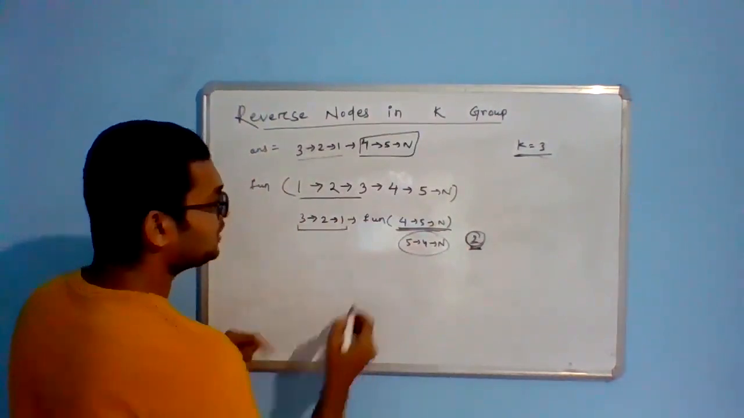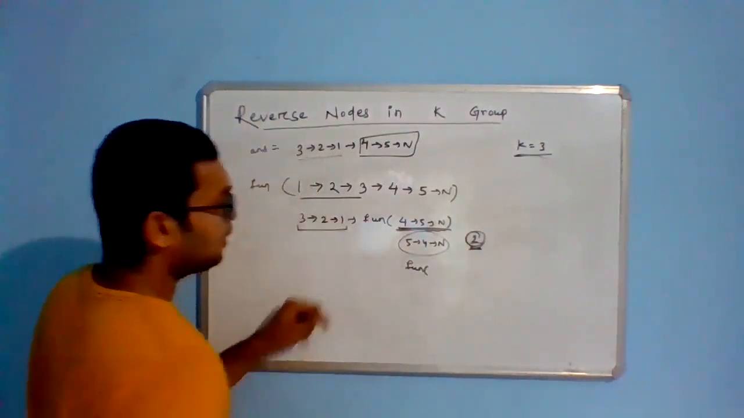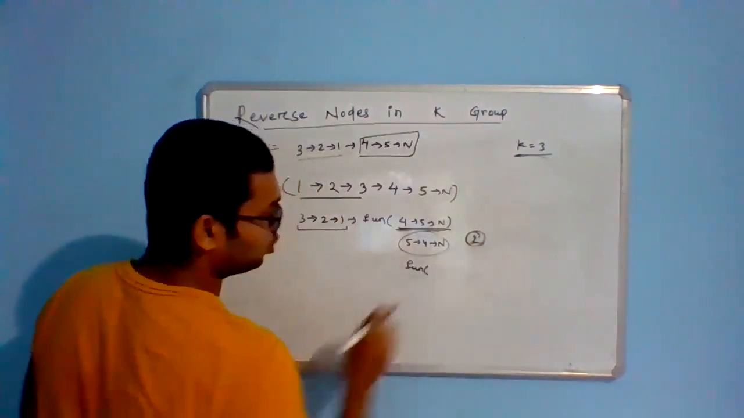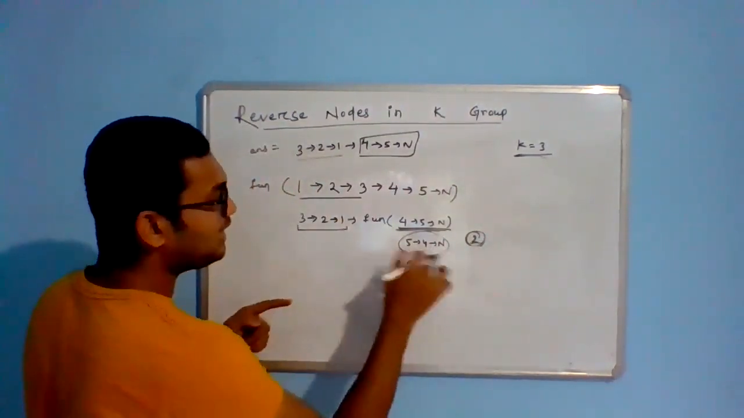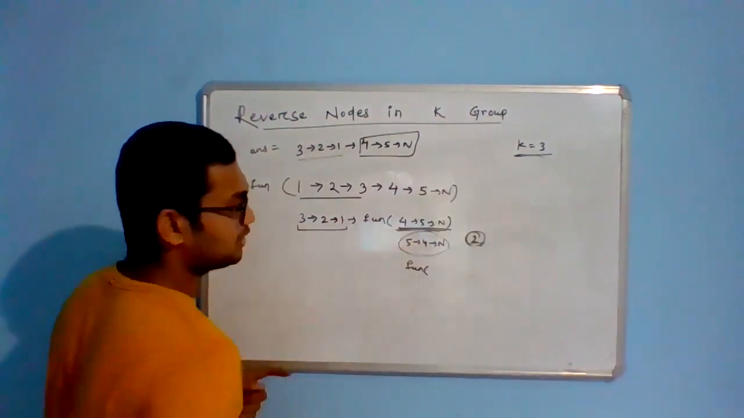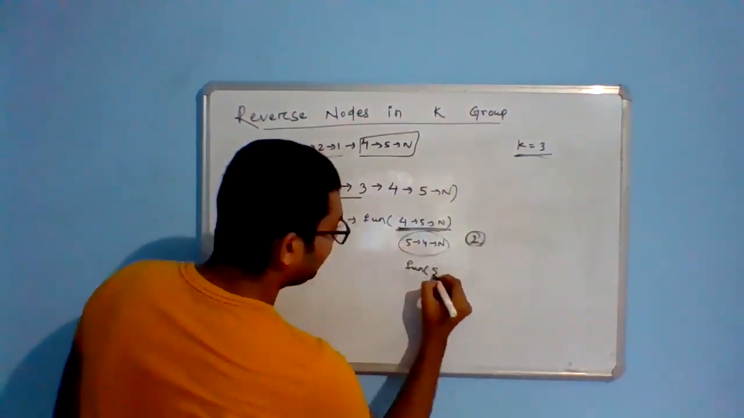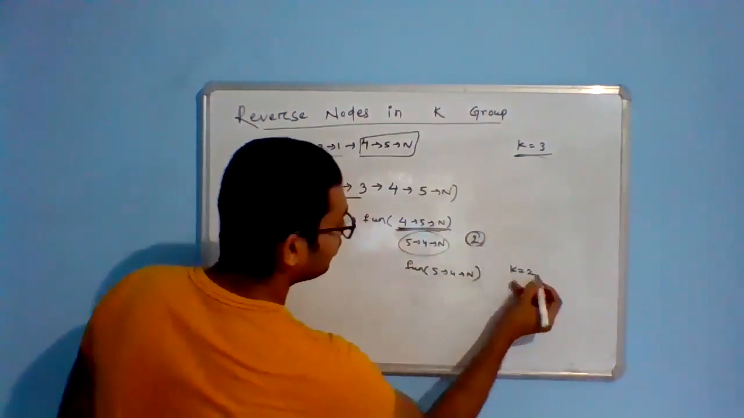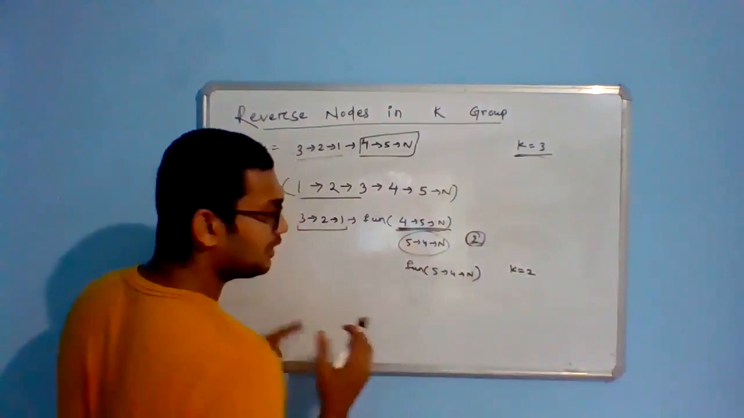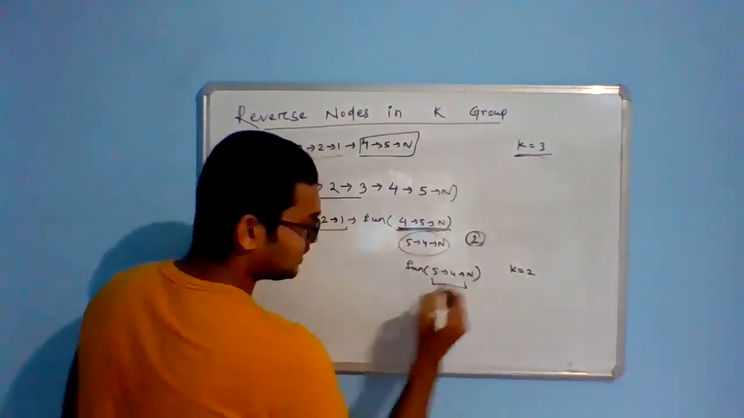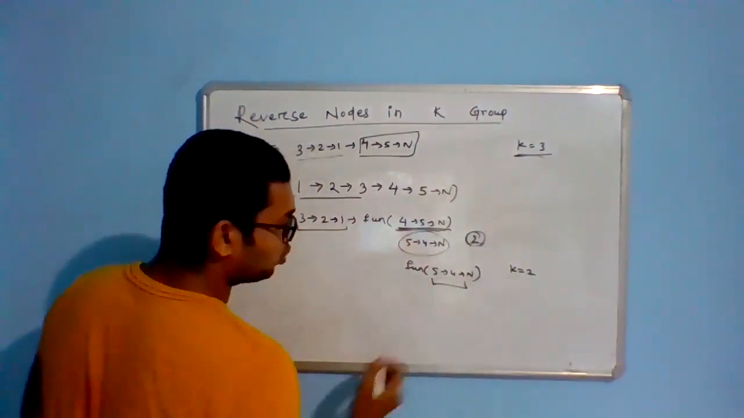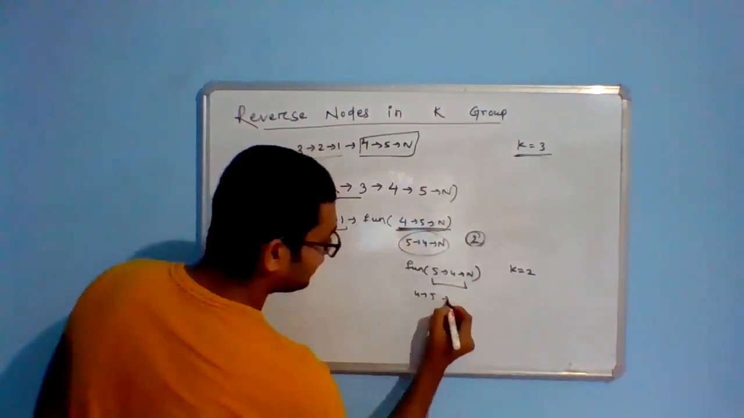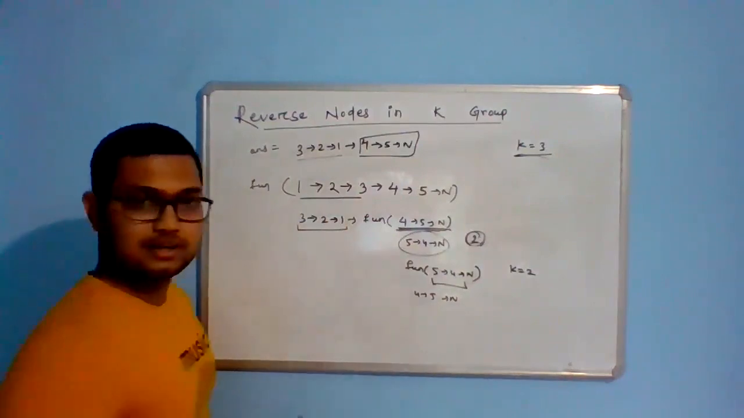Now what I will do is I'll call this particular function again, but I will pass the value of k as 2, right? Why? Because we only have reversed 2 elements. So I'll just pass 5, 4, then null, and here k is equal to 2. It will reverse the k-sized sublist, and k is 2. Now the answer for this will be 4, 5, then null, isn't it? So this is what we wanted, right?